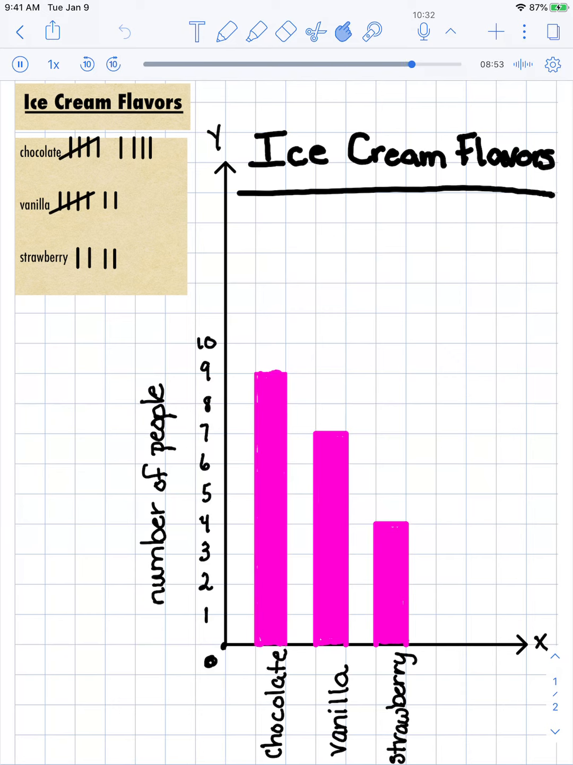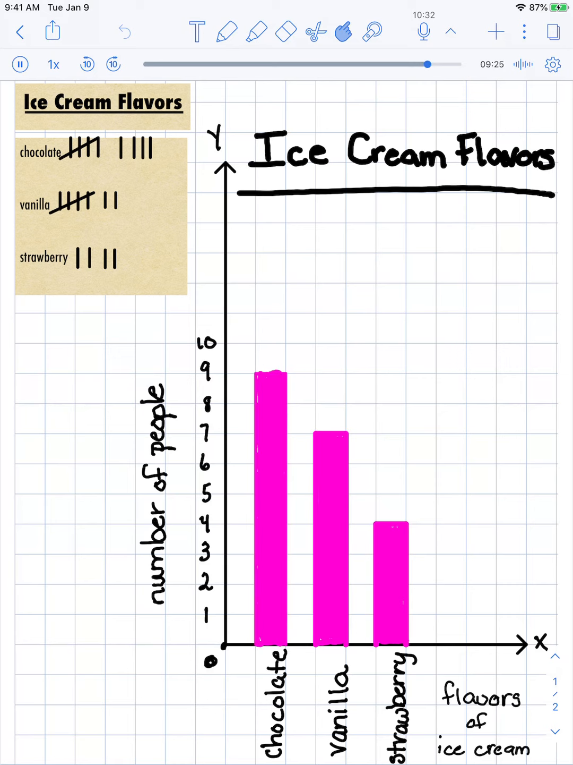The other thing you may consider adding, it is not required by any stretch. Sometimes though in a bar graph you may want to label what this is. So I may want to write down here flavors of ice cream. It's very small. I'm really squeezing it in. There you go, like that.